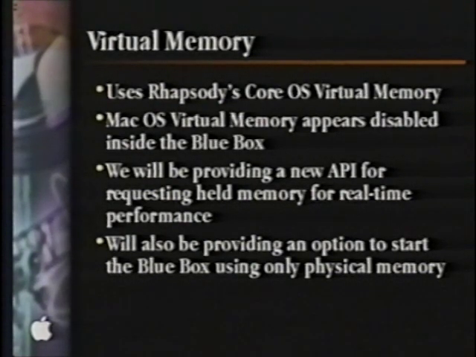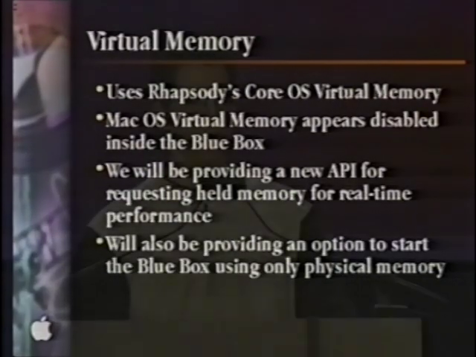But we understand that for things like QuickTime movies and sound, you don't want to be paging. That causes hiccuping, stuttering, other bad things. So what we're going to be doing for performance reasons is providing a new API for requesting held memory for real-time performance. It's a request, and this will allow us to determine if we've got the extra memory to burn, to go ahead and lock that stuff in so that it doesn't page out. We're also going to provide an option for our high-end customers to lock down the entire blue box.